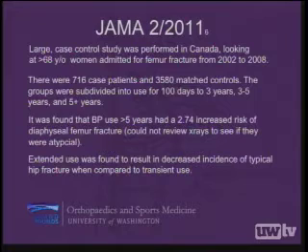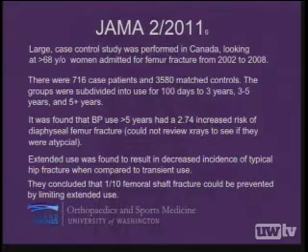They did find that extended use was found to result in a decreased incidence of typical hip fractures, which again has been shown before. Bisphosphonates should have some protection against hip fracture. And then they concluded that 1 in 10 femoral shaft fractures could be prevented by limiting extended use. So now we're kind of going to talk about where we go from here.